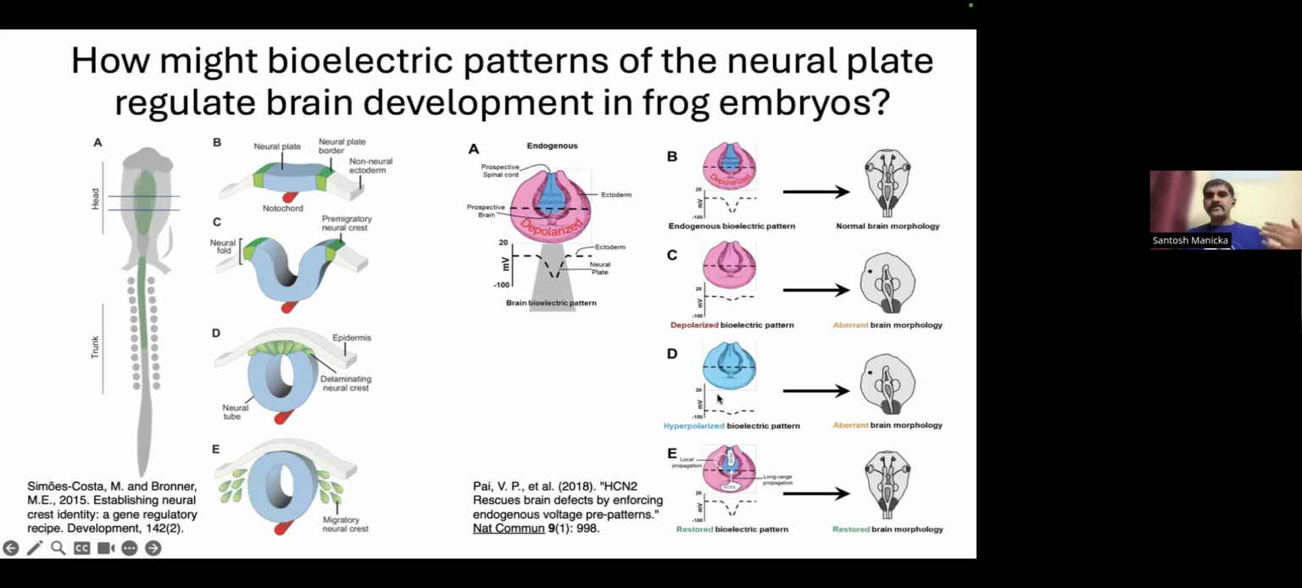But you can rescue this using some sort of ion channel expressors like HCN2 and things like that, that will restore the original pattern, and you will get a normal brain development following this. So that's the biology work that they did.